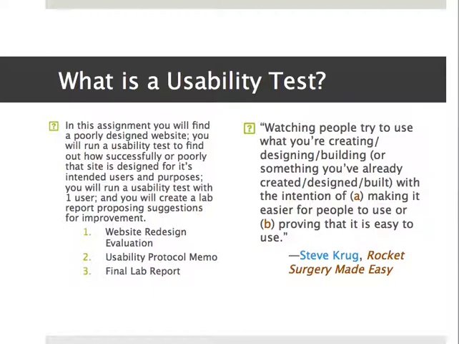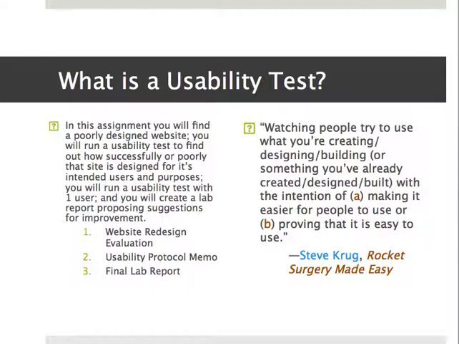So in this assignment, you're just going to find a poorly designed website. You're going to run a usability test to find out how successfully or poorly the site is designed for its intended users and purposes. This is really important to keep in mind, that we have to put it into discussion of the intended users and the purposes of the website. And you will run a usability test with 1 user. I want you to note you are only going to have 1 testing participant and run 1 usability test. Most of the student samples you're going to look at are going to include 2.